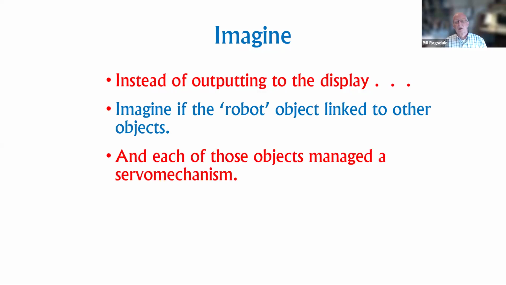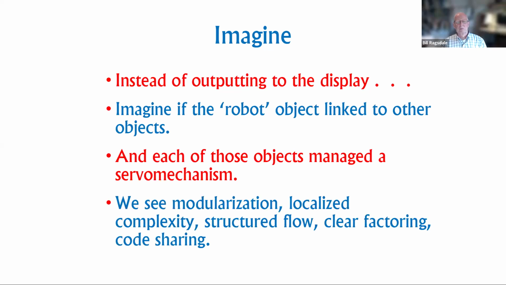And if those objects managed servo mechanisms, we would now be able to directly execute those physical motions. So there would be an arm object, for example, and to do the motion, Robbie would pass those two values to the arm, and the arm method would have methods internally on how to talk to the servo mechanism. So we see that object-oriented programming allows us modularization. We localize complexity. We have structured control flow, clear factoring, and code sharing.